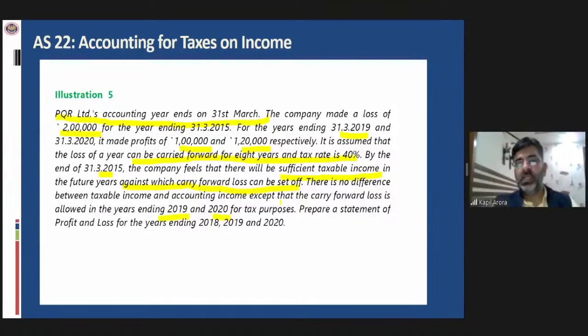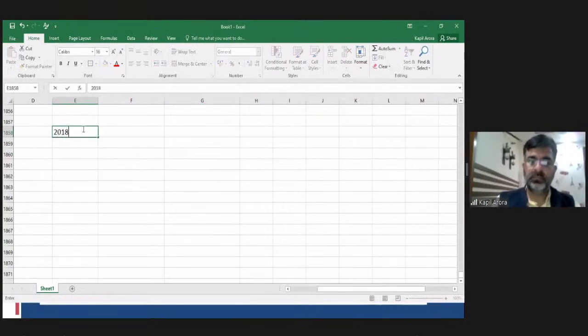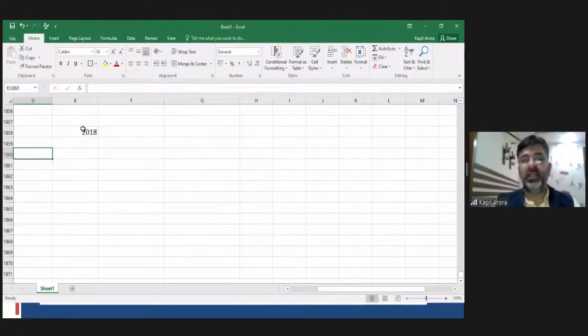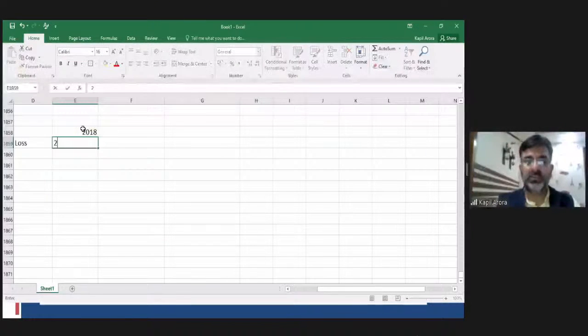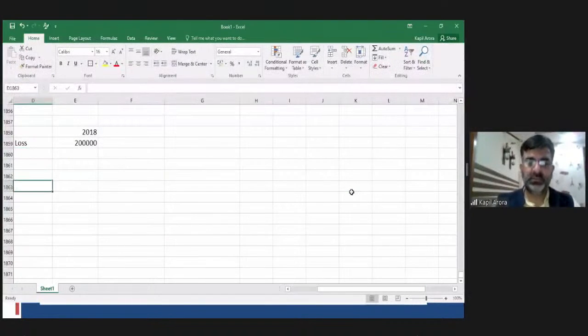Prepare a statement of P&L for the years ending 18, 19, and 20. So let's change this 15 to 18, right? In 2018, the company made a loss. How much loss has the company made? 2 lakh. Now, what is the tax rate? Have they given the tax rate? Tax rate is 40%.